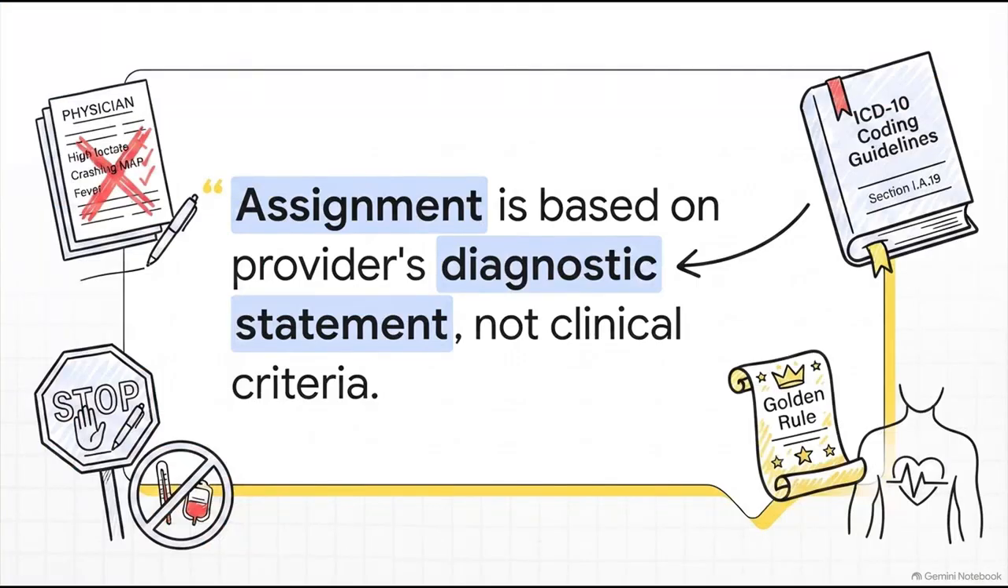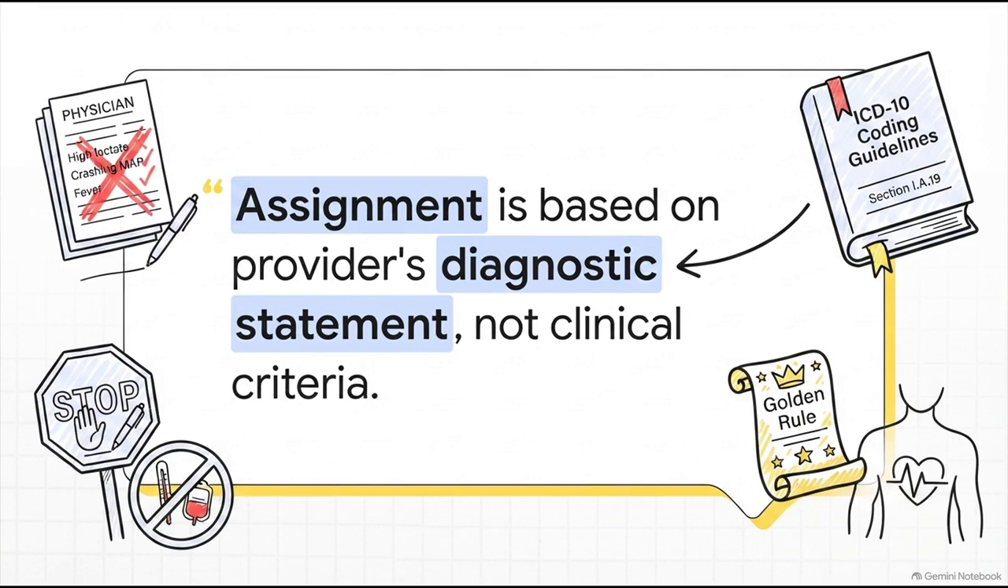All right, detail-oriented auditors, listen up, because this is your golden rule. We just spent all this time mastering the clinical criteria, but the ICD-10 official coding guidelines, specifically Section I.A.19, make something very clear. It states, the assignment of a diagnosis code is based on the provider's diagnostic statement that the condition exists. It explicitly says that code assignment is not based on clinical criteria.